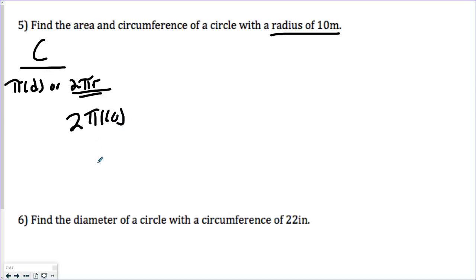Now again, I'm going to use 3.14 as an approximate for pi. You don't have to, but that's what I'm going to do. And you get 62.8 centimeters total. That's the circumference.